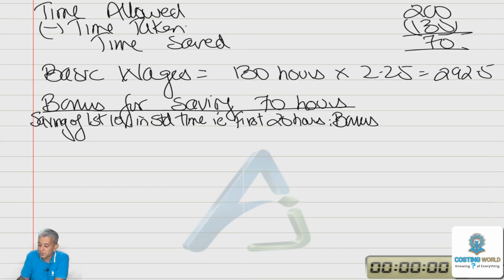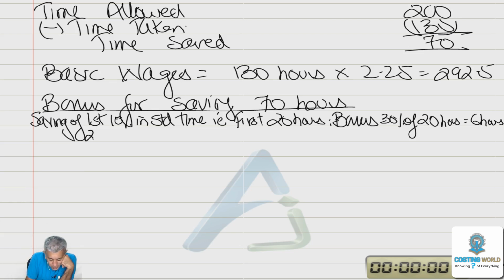Bonus is equal to, now bonus will be 30% of time saved. Can we say time saved in this slab is 20 hours, no? Yes, sir. We go slab by slab. So 30% of 20 hours. So bonus will be how many hours? 6 hours.